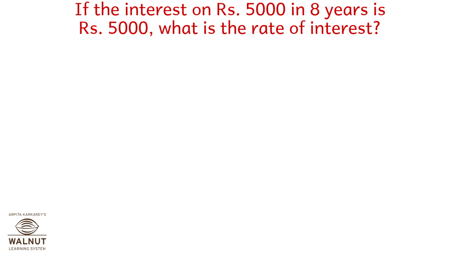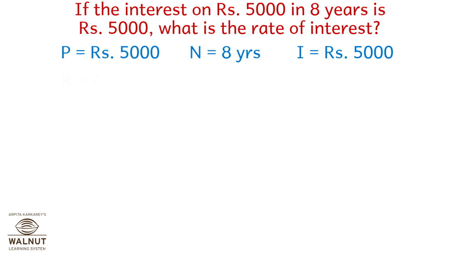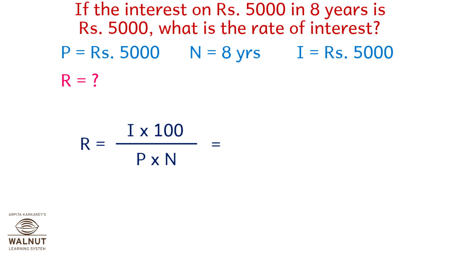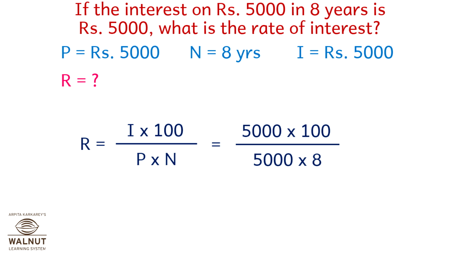If the interest on rupees 5000 in 8 years is rupees 5000, what is the rate of interest? P is rupees 5000, N is 8 years, interest is rupees 5000. R is question mark. R is I into 100 upon P into N. So 5000 into 100 upon 5000 into 8.